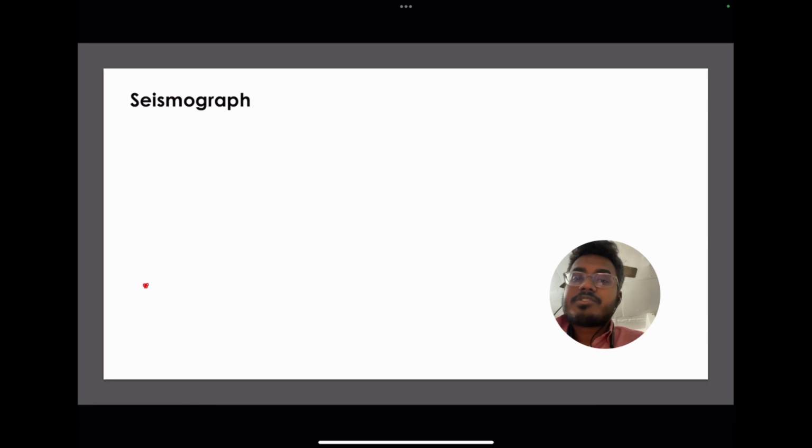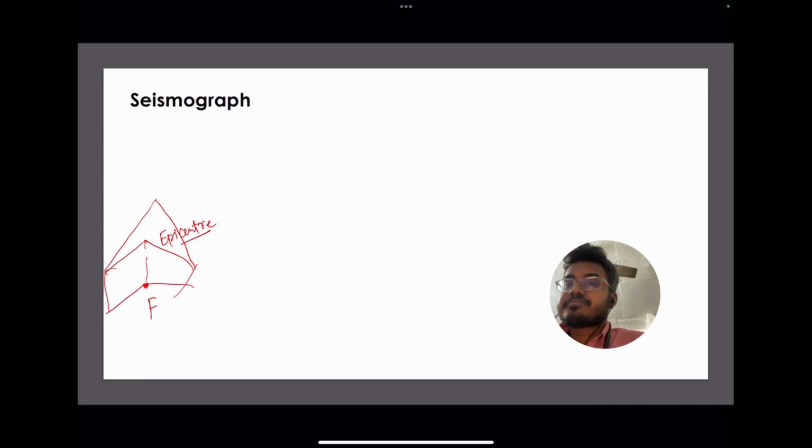The point of origin of the seismic wave or earthquake is known as focus, and the point directly above it on the Earth's surface is known as epicenter. With the help of seismometer, we will try to find out the location of this epicenter.